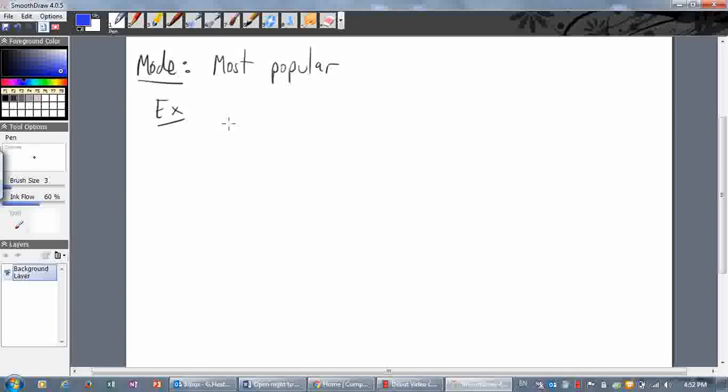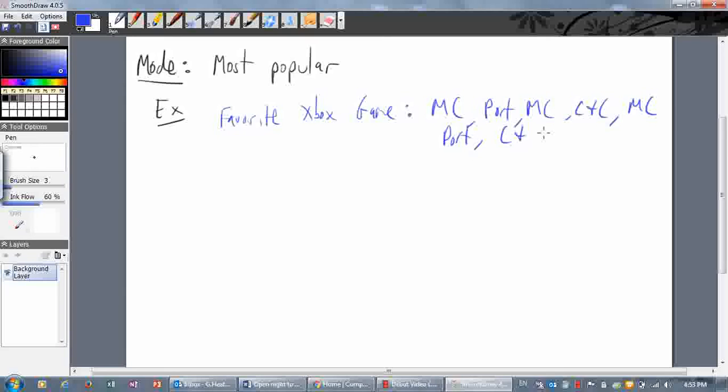So let's say we did favorite Xbox game, and this person said Minecraft, this person said Portal, this person said Minecraft, this person said, I just can't think of any other Xbox games off the top of my head, Command and Conquer. This person said Minecraft. This person said Portal. And this person said Command and Conquer. Alright, so there's our data.